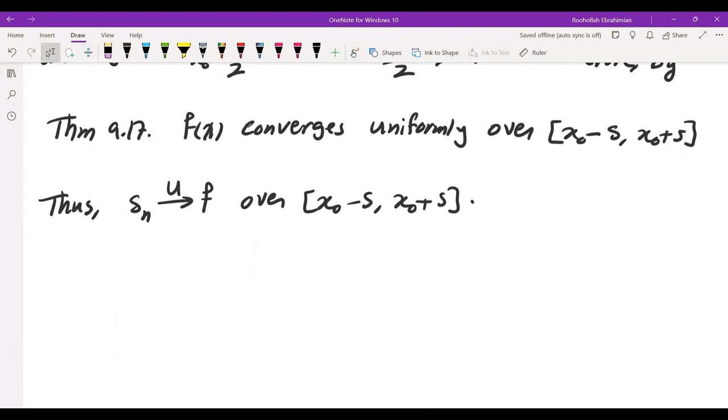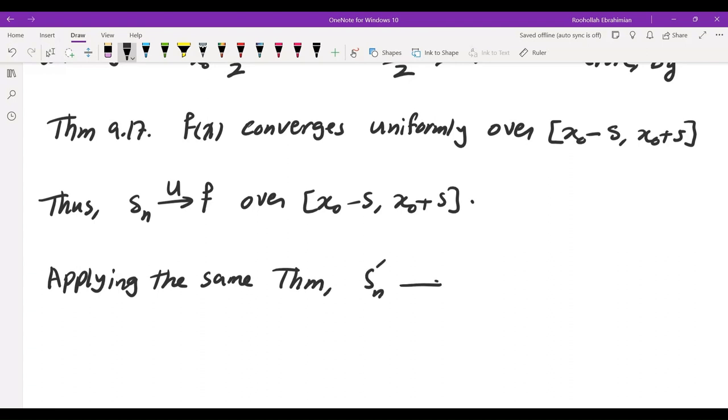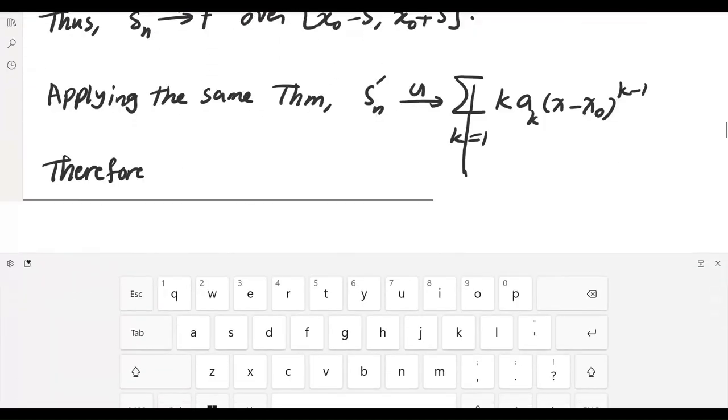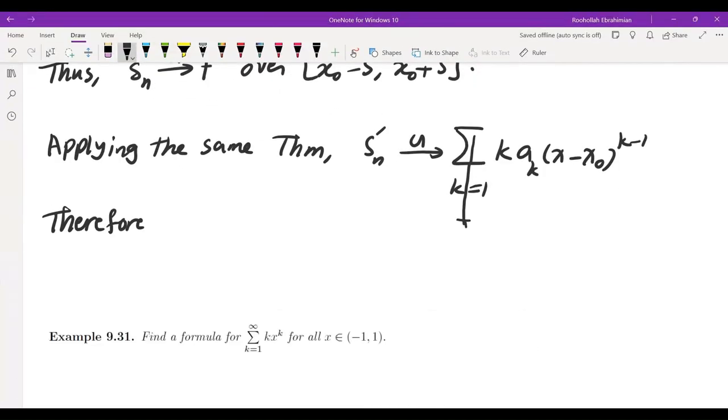Applying the same theorem, S_n prime converges. The sum of k a_k (x minus x_0) to the power of k minus 1, k equals 1 to infinity, converges to that sum over the same interval again, over the interval x_0 minus s to x_0 plus s.